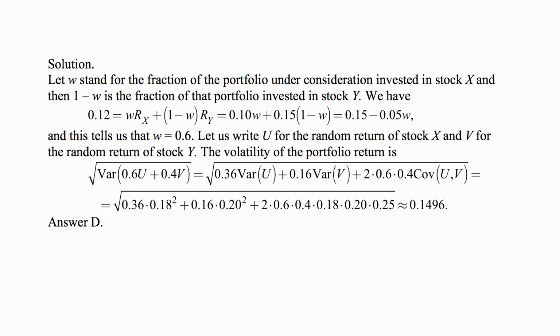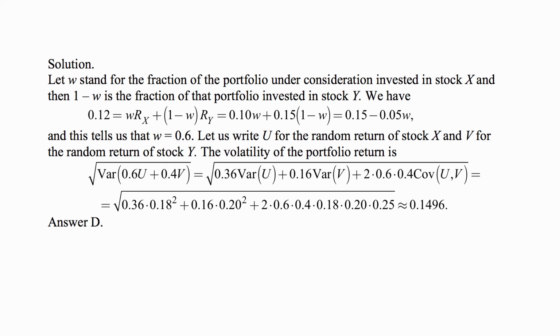The covariance is equal to the standard deviation of U times the standard deviation of V times the correlation coefficient of the two. The correlation coefficient is given as 0.25, and the standard deviations of the returns of the first and second security are given as 0.18 and 0.20 in the problem.